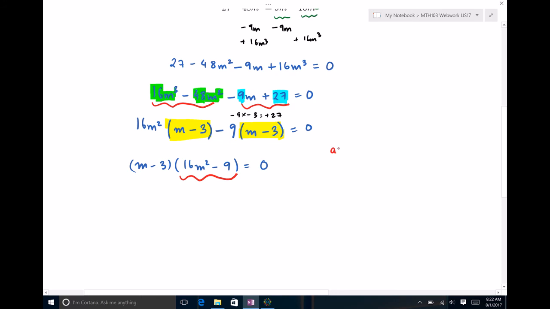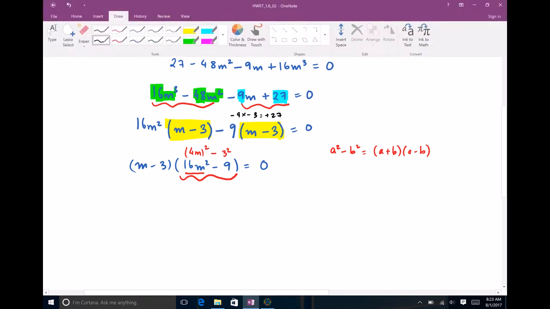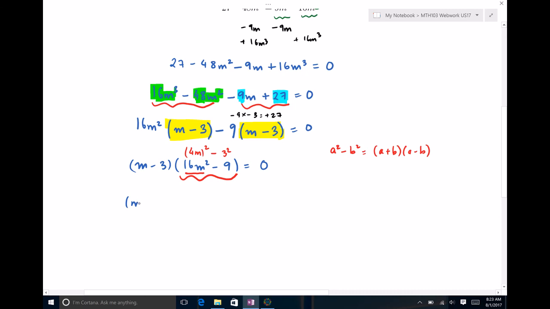But let me remind you now of the formula. a squared minus b squared can be factored as a plus b times a minus b. And you'll see that over here, 16m squared can be rewritten as 4 times m, the whole squared, and 9 can be rewritten as 3 squared. So this is like a squared minus b squared, which means I can now rewrite this equation as m minus 3 times, remember this can be factored as 4m plus 3 times 4m minus 3 equals 0.